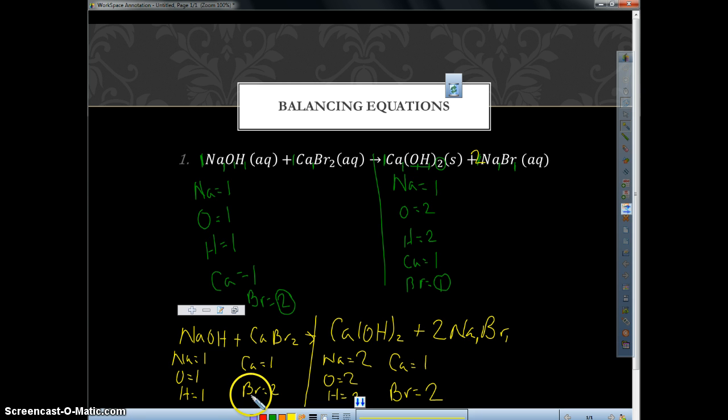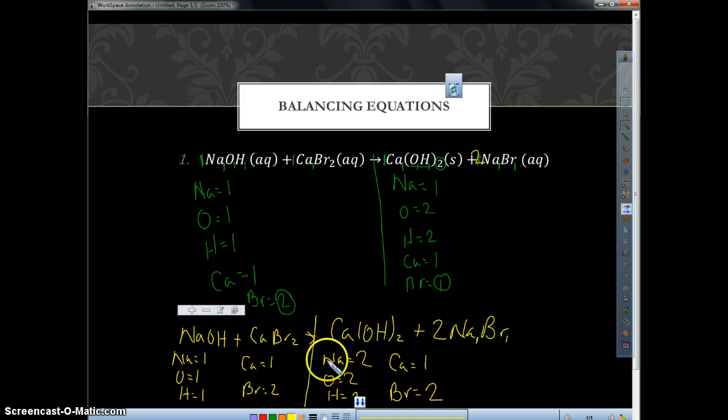So this is good now. But as a result of putting in that 2, now I have 2 sodiums on this side and 1 sodium on the reactant side. So that's something I'll need to balance next and take care of. Okay, so as soon as you see another thing gets unbalanced, go ahead and balance that, but keep in mind, always do hydrogen and oxygen last.